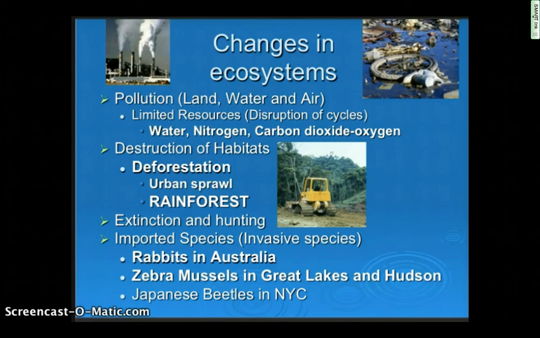Similarly, the zebra mussels in the Great Lakes as well as the Hudson River are not native to this area, and they're causing the extinction and lowering the population of native species because they are outcompeting them for resources. And another example is the Japanese beetle, which again is not native to New York City, but is causing a lot of destruction in terms of destroying trees in the outer boroughs.